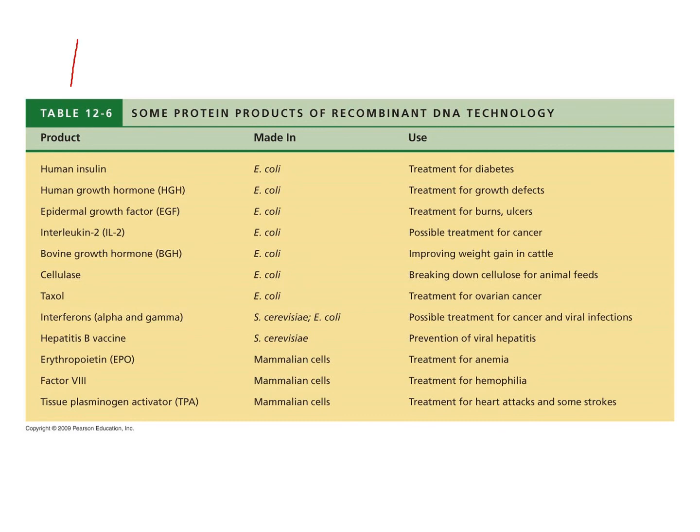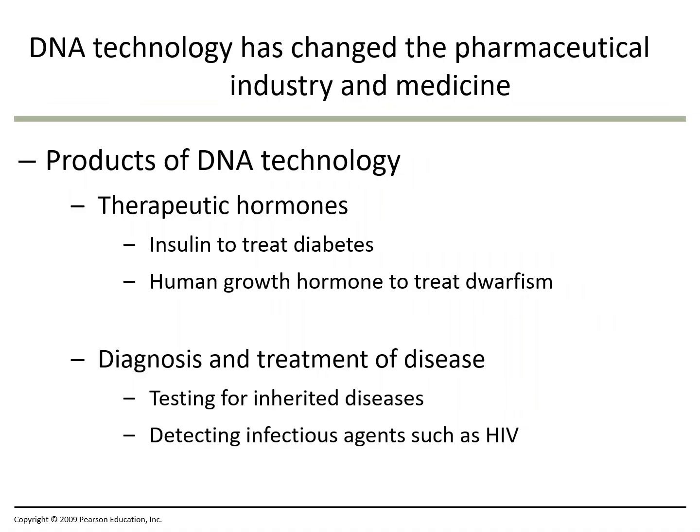This is just a chart showing you all the different types of products that we now get transgenically, what they're made in, and what they can be used for. So this is just reiterating the same thing. You can get insulin, which treats diabetes, and human growth hormone to treat dwarfism. You can also use these transgenic pharmaceuticals to diagnose and treat diseases, testing for inherited diseases, and detecting infectious agents such as HIV. We might even come up with something for COVID-19, who knows.